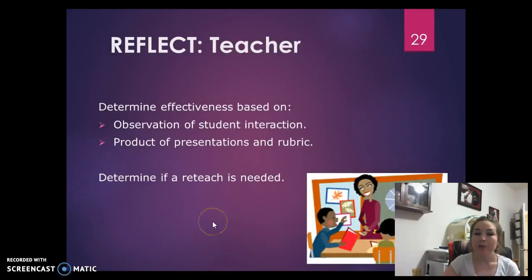The teacher should reflect by reflecting on the student observation and interaction, and they should review the product of the presentations as well as the rubric in order to determine if a reteach is needed.